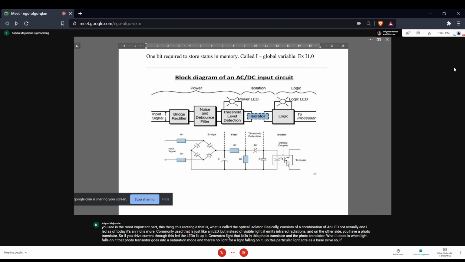So if you have light falling on the phototransistor, it is driven into saturation, the phototransistor conducts. If you have no light falling on the phototransistor, then it's in the cutoff mode. So this phototransistor is either conducting or in the cutoff mode, depending upon whether you're driving current through the LED or not driving current through the LED. So if you drive current through the LED, the phototransistor is conducting, so the signal is conveyed from the input side.